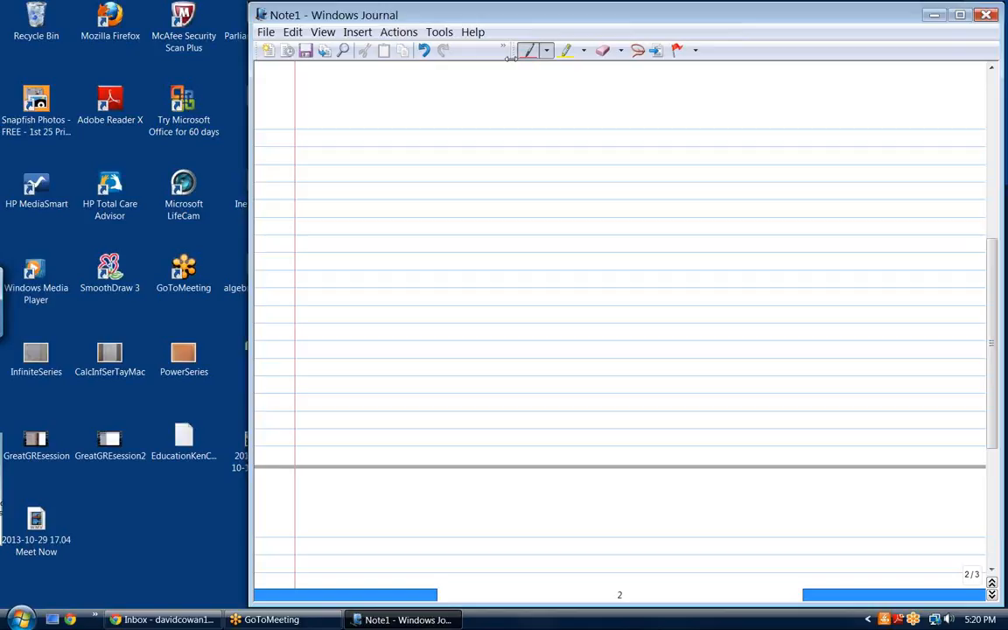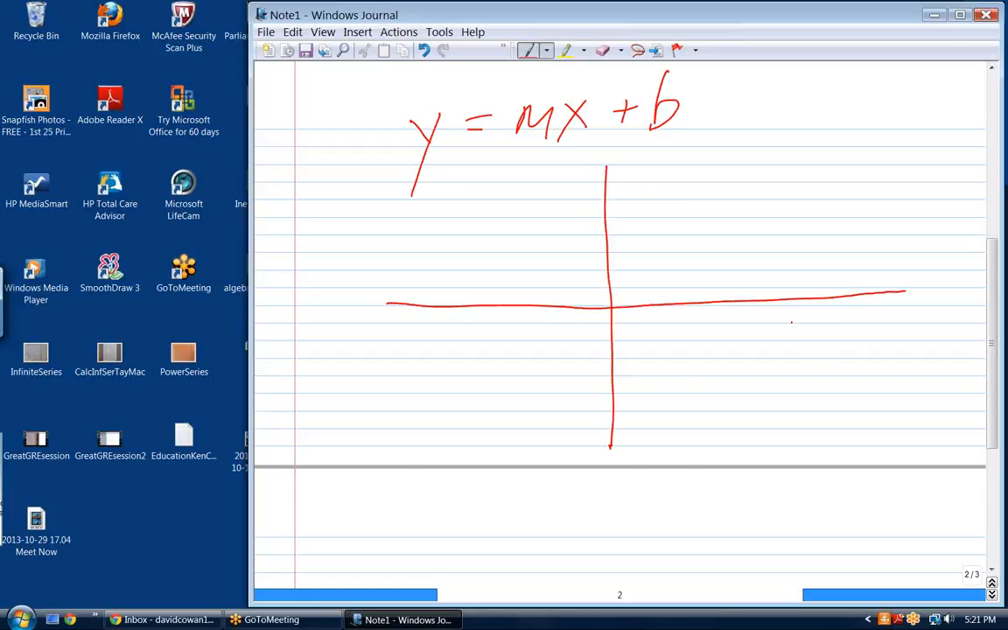Slope-intercept form. This has to do with the graph of a linear equation, and a linear equation means straight line. When we have it in this format, m is the slope of that line, and b is the y-intercept, which is to say the point that it crosses the y-axis.